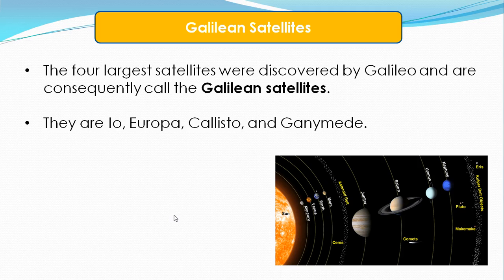The four largest satellites were discovered by Galileo and are collectively called the Galilean satellites. It makes sense that he would discover the four largest because technology was not as refined when he was working as it is now. He discovered Io, Europa, Callisto, and Ganymede.